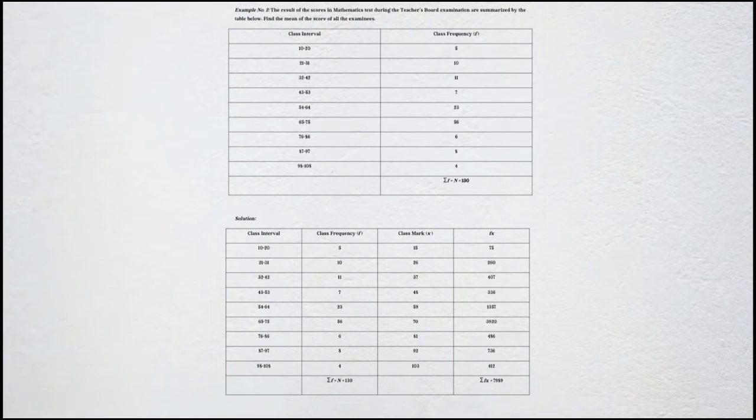Example number 2. The results of the scores in mathematics test during the teacher's board examination are summarized by the table below. Find the mean of the scores of all the examinees. So we have two tables, the class interval and the class frequency. How did we get the class frequency from the class interval? Like in the first table, 10 to 20. It says in the class frequency that there are 5 examinees who got the scores from 10 to 20, and 21 to 31 there are 10 examinees who got the scores.